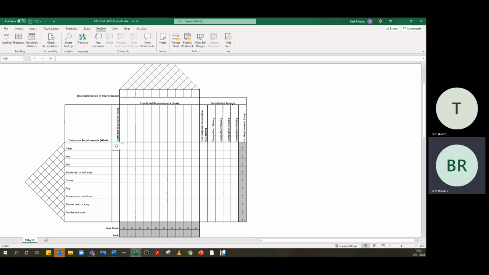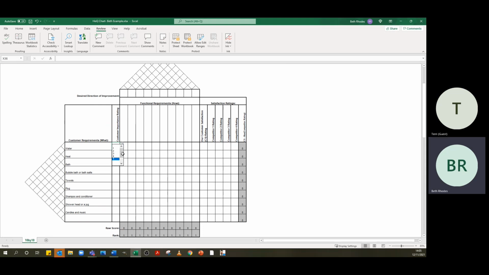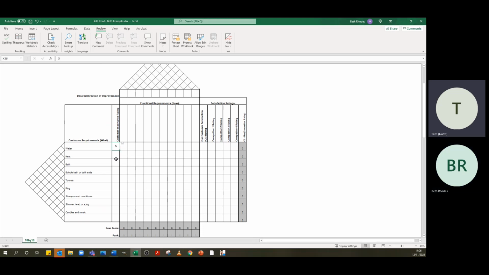So how important is water going to be to the experience? Are we going from 1 to 9, or are we just going to do the 1, 3, 9? For this one, we're looking at a rating of 1 to 5, 1 being not important at all, 5 being really important to their enjoyment of the bath. Water would be a 5, 100%. Otherwise they're just sitting in an empty bath, which is not going to be fun, is it?